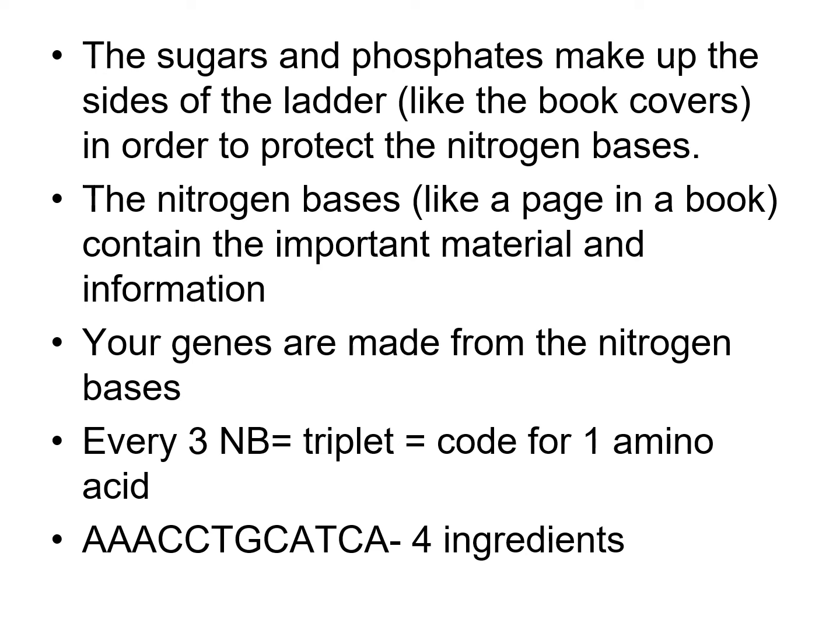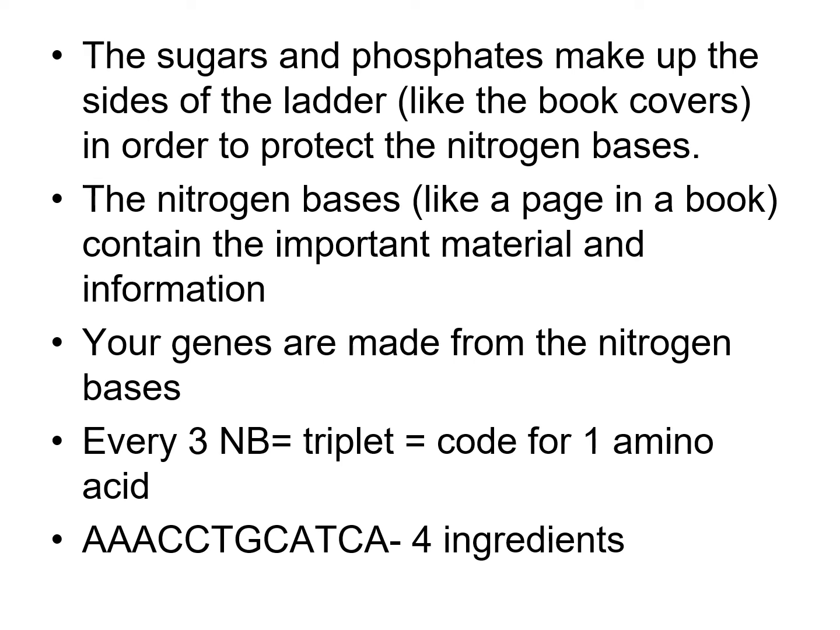When we look at DNA, we've been able to figure out what the recipe says. It reads like a sentence. When you have a chain of nitrogen bases, as I have here, AAA, CCT, GCA, TCA, our bodies take this chain of letters and divide them into groups of 3. Every 3 nitrogen bases is what we call a triplet. So AAA would be a triplet. CCT is a triplet. GCA is a triplet. TCA is a triplet. And what triplets tell us is one ingredient.